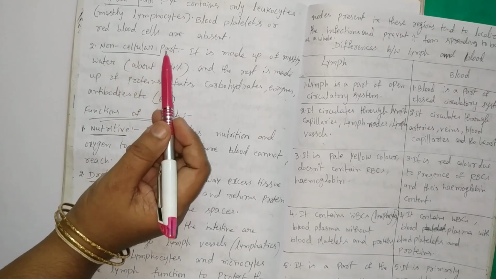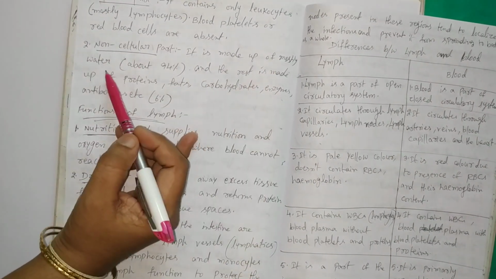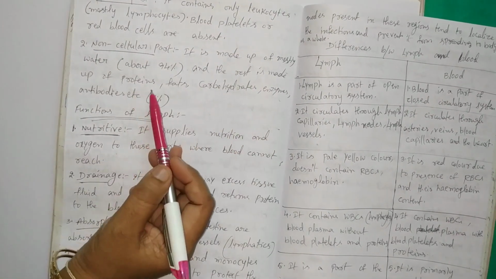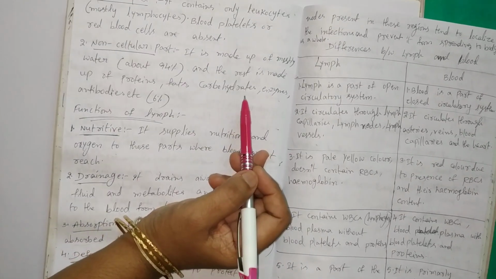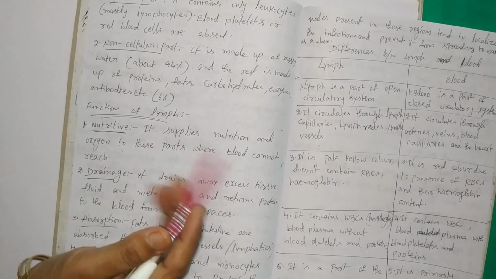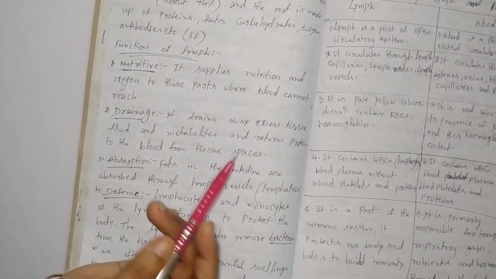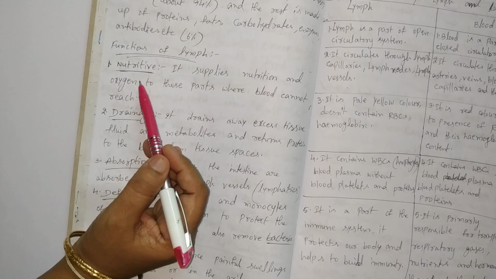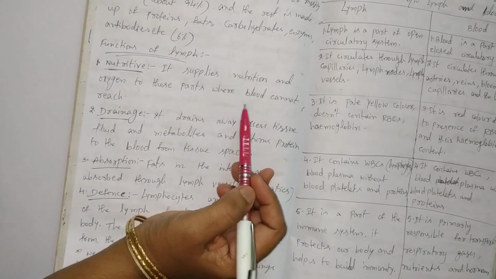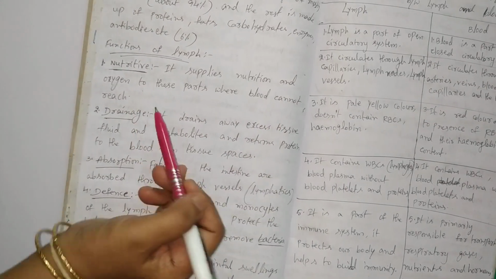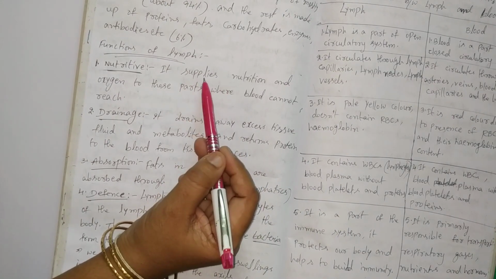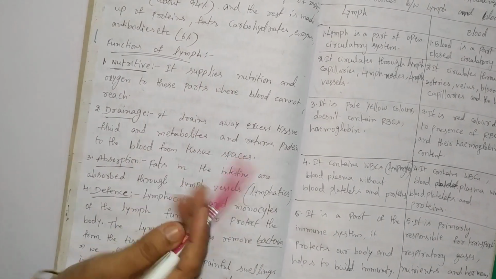Second one, non-cellular part. It is made up of mostly water, about 94%. And the rest is made up of proteins, fats, carbohydrates, enzymes, antibodies, etc. It is 6%. What are the functions of the lymph? Nutritive. It supplies nutrition and oxygen to those parts where blood cannot reach. So where blood cannot reach, the nutritive value is supplied through the lymph.